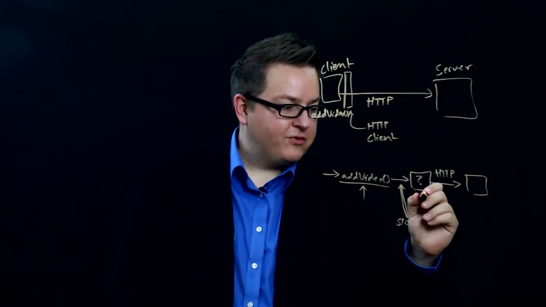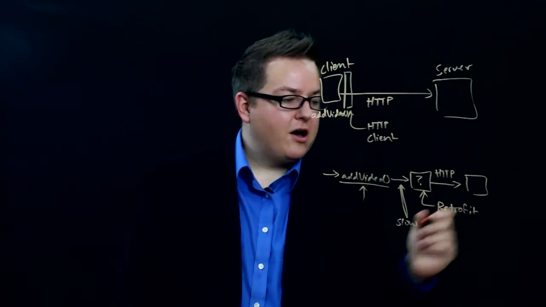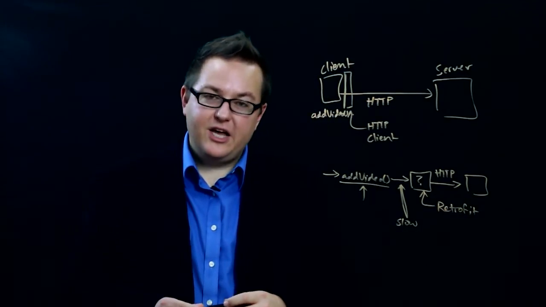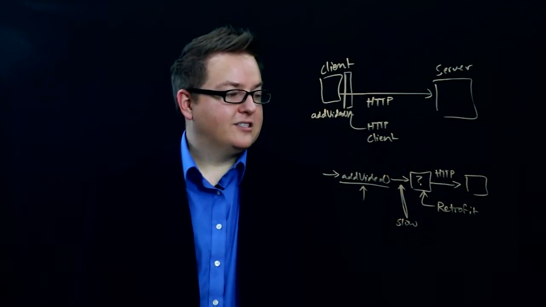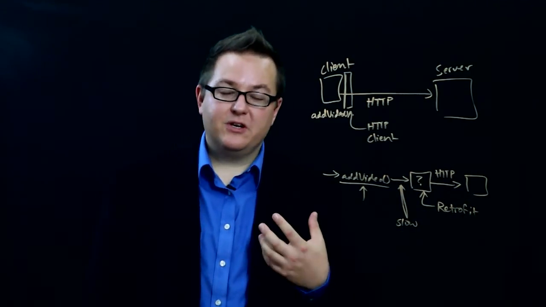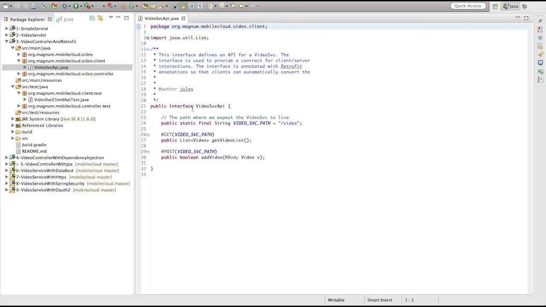And that's what Retrofit is going to provide us in this code example. Retrofit can automatically, if we give it the right annotations, translate our method calls into HTTP requests on our server that will be interpreted correctly by Spring. So let's take a look at how this works. If you open up the video controller and Retrofit project again and look at the client package, the org.magnum.mobilecloud.video.client package, let's look at this video service API that we didn't look at before.